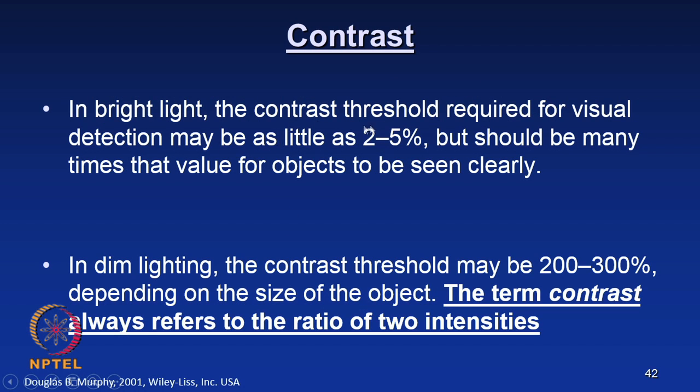In a bright light, the contrast threshold required for a visual detection may be as little as 2 to 5%, but should be many times that value for an object to be seen clearly. In dim lighting, the contrast threshold may be 200 to 300%, depending upon the size of the object. The term contrast always refers to the ratio of two intensities.